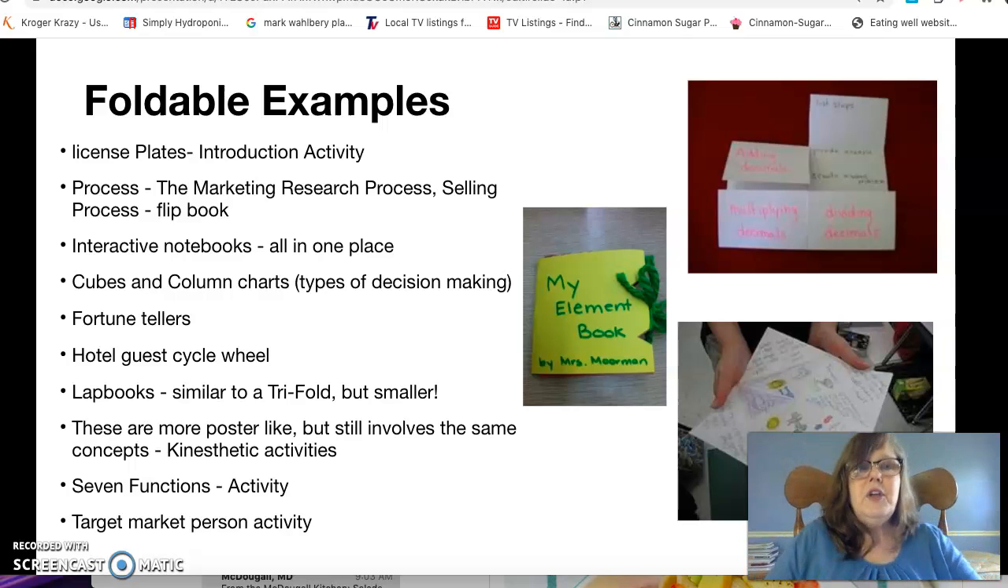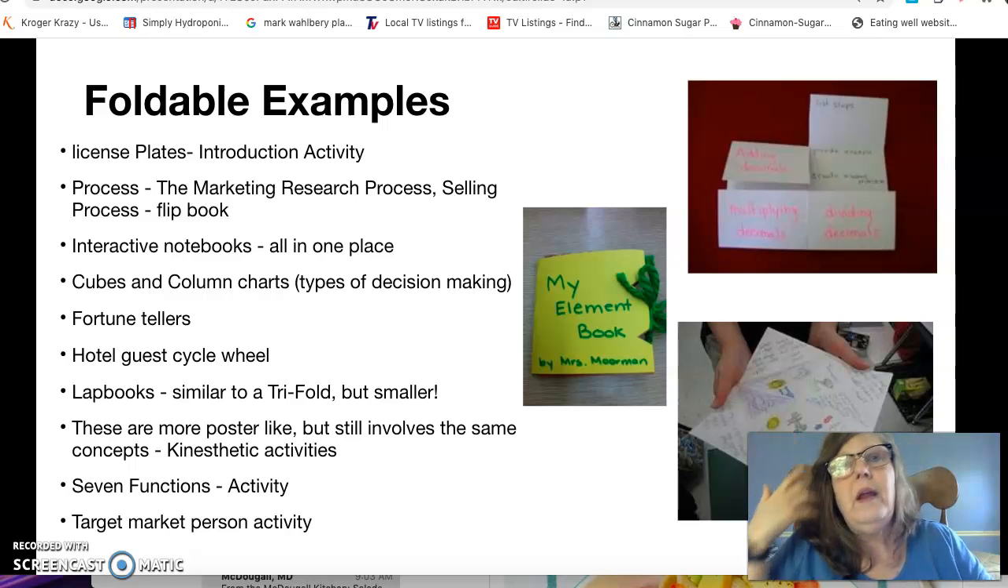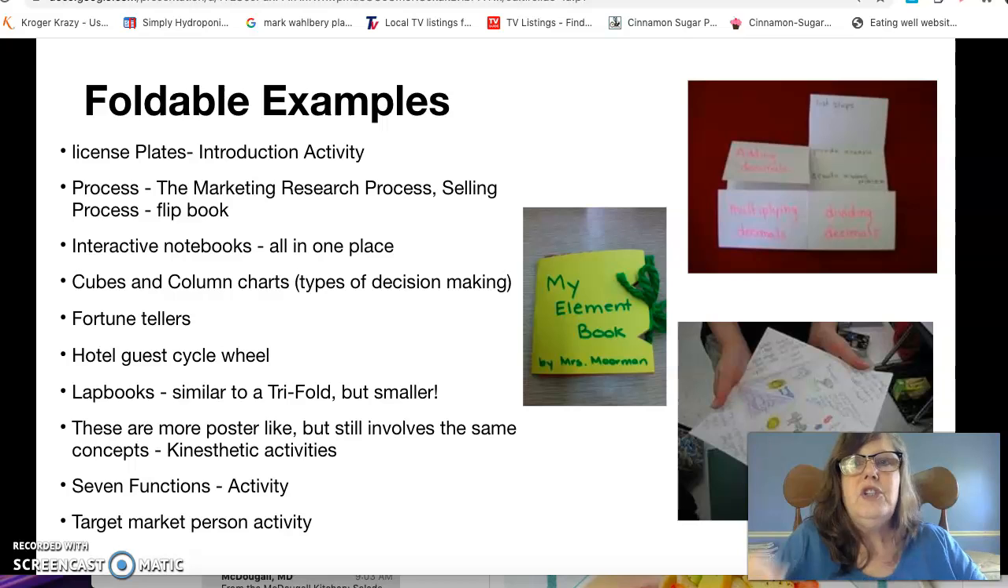I also use flip books for the marketing research process and the selling process. In this case, I just have the name of the step, and then what happens during the step, and then I have them do a symbol. So this is really a good way. I really believe that when students are using their hands and manipulatives, it helps them to remember. So that's a really good activity.